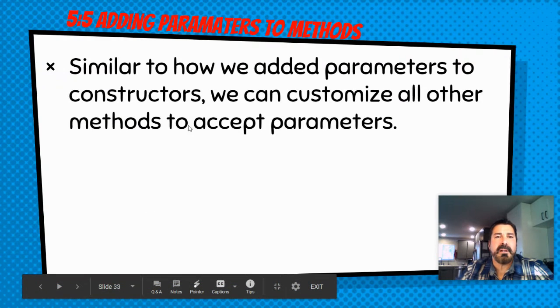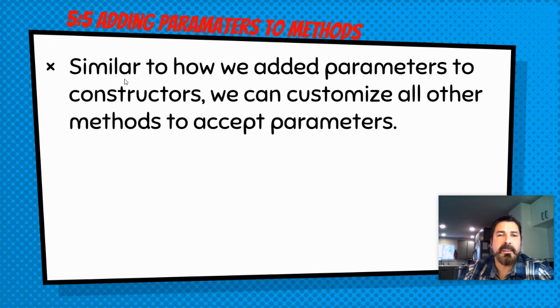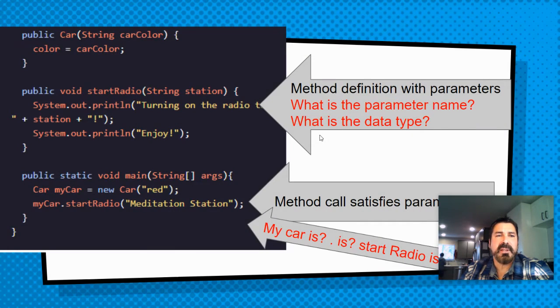Okay. So here's something that they wrote down in the white. It said, similar to how we added parameters to constructors, we can customize all other methods to accept parameters. So if there's a method where we need to be able to pass in additional data, we can do that. So let's see what that's going to look like. So here's the example they gave. We're back to the car example again.